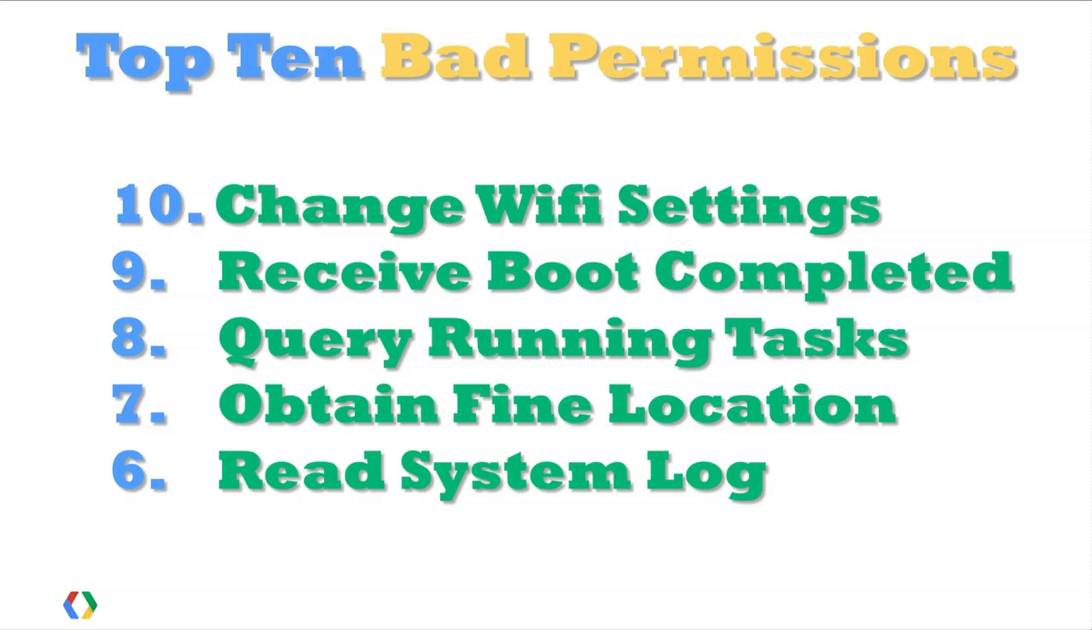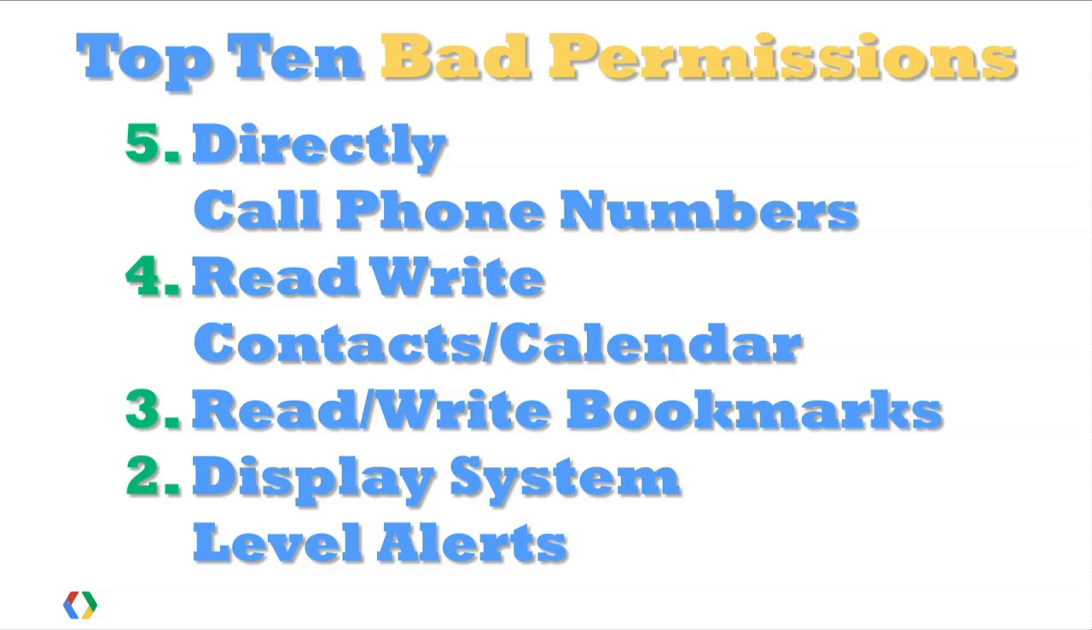You shouldn't actually have to call phone numbers. You can use an intent to call phone numbers. If you really need to, you don't need a permission to directly call them. Displaying system level alerts, unless you absolutely need to display something on the screen when you're not running and you have to justify that to our review team, you're never going to get featured if you have some of these bad permissions. And then finally, SMS is just awful because you can actually bill the user for things without them knowing it potentially. So don't do it.